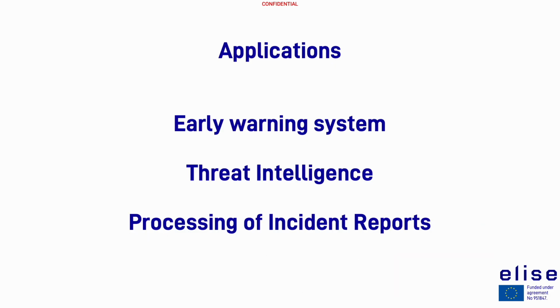Our technology has various applications in the domain of cybersecurity. First, it can be used to create an early warning system for upcoming threats. Also, Scribe can be used to automate the processing of threat intelligence. With the increasing reporting as under the EU ELISE directive, our technology can help to process and assess these reports based on artificial intelligence.